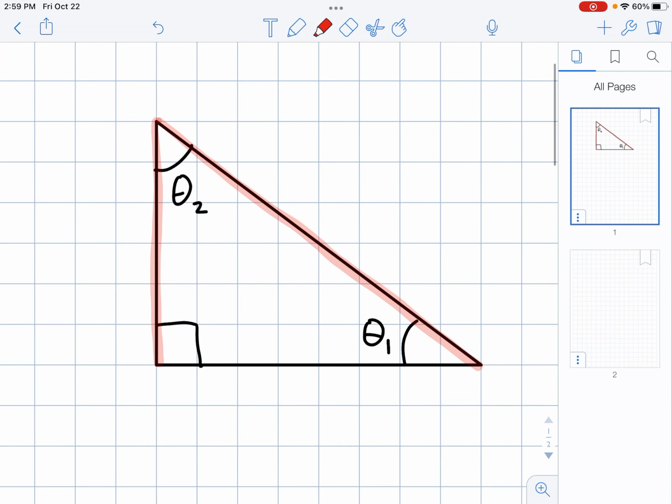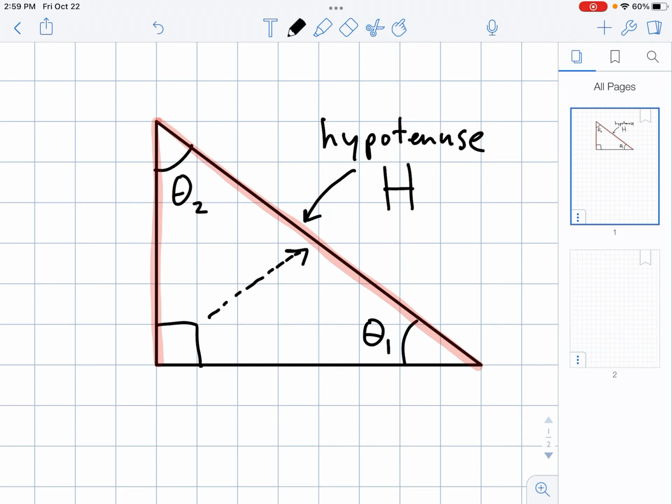When you have a right triangle, the longest side of the triangle is called the hypotenuse. And usually we just label it H. Remember, that is the side that is across from the 90-degree angle. It's the longest side of the triangle.